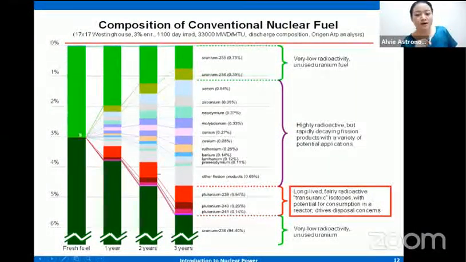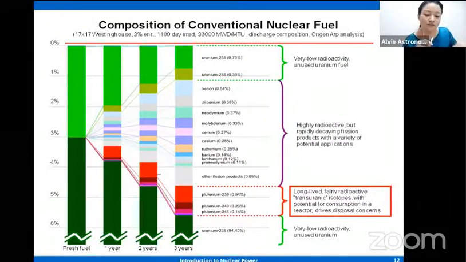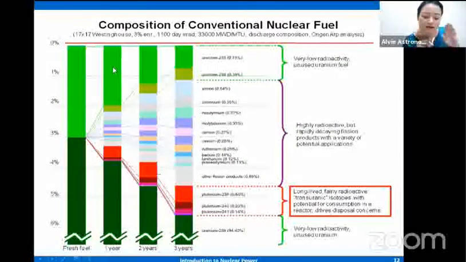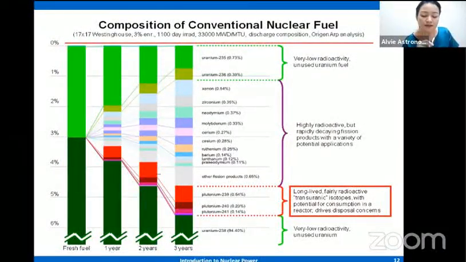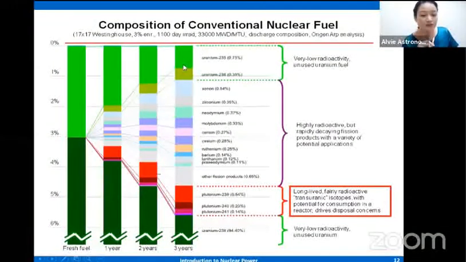Let's say we start with about 3% uranium-235 and the rest is uranium-238. After 1 year of being used in the reactor, it is burning up. We call that burning up. It fissions. It continuously fissions. More fission fragments are produced, and after 1 year in the reactor, the uranium-235 is just 2%. After 2 years, it's almost 1%. After 3 years, it's less than 1%, almost comparable to the naturally occurring uranium-235.